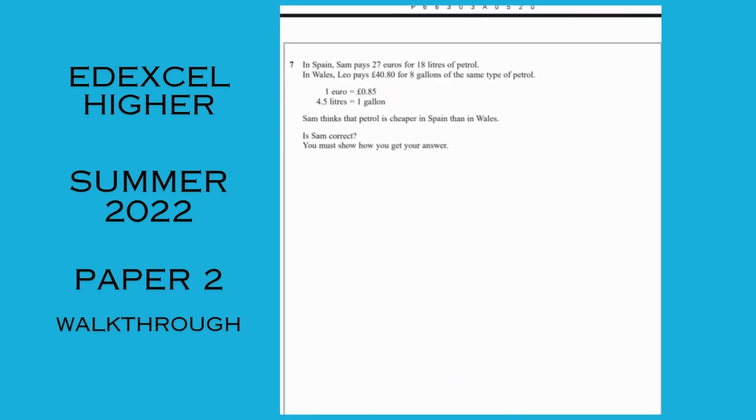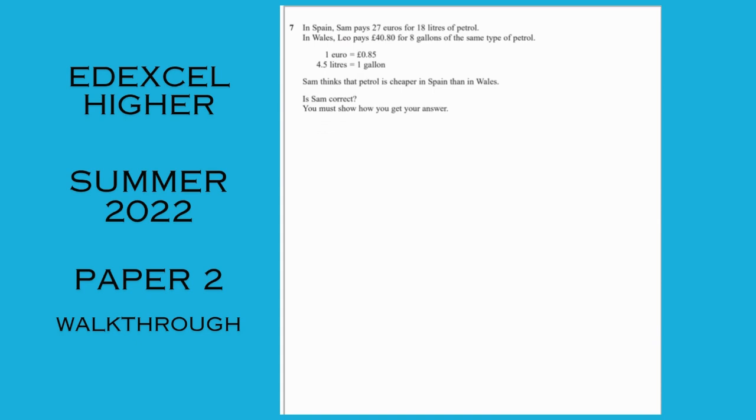Number 7, comparing Spain to Wales. So, in Spain, Sam pays 27 euros, equals 18 litres. Now let's convert both. Let's take the euros, change it into pounds. So that's saying that £22.95 would buy 18 litres.